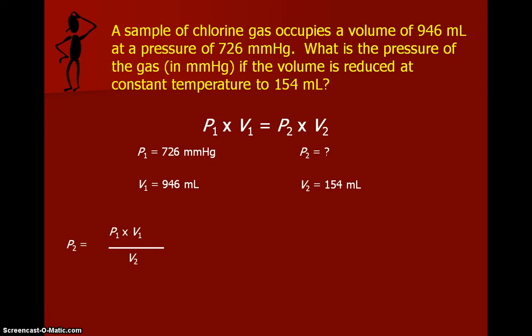We can algebraically solve this equation for P2. All I've done is divide by V2 on both sides. Then I plug in my values, and I can see that the milliliters will cancel out, and I'll be left with millimeters of mercury. So I just take 726 times 946 and then divide by 154, and I get 4,460 millimeters of mercury. So we can see that the pressure did increase by a significant amount.